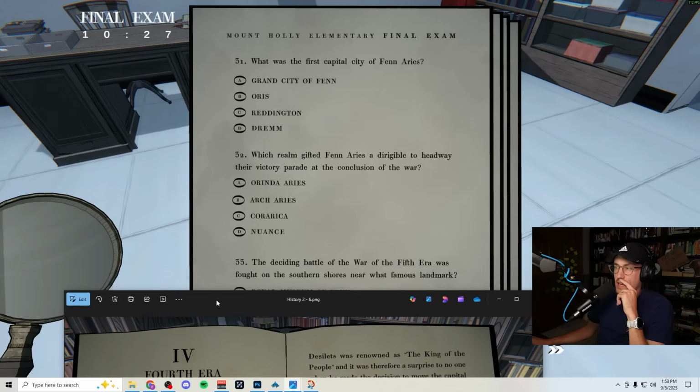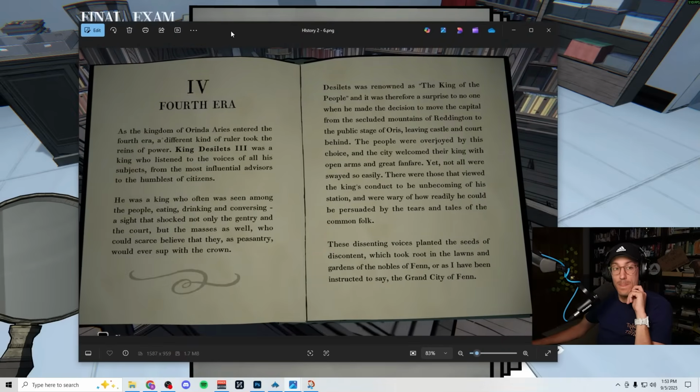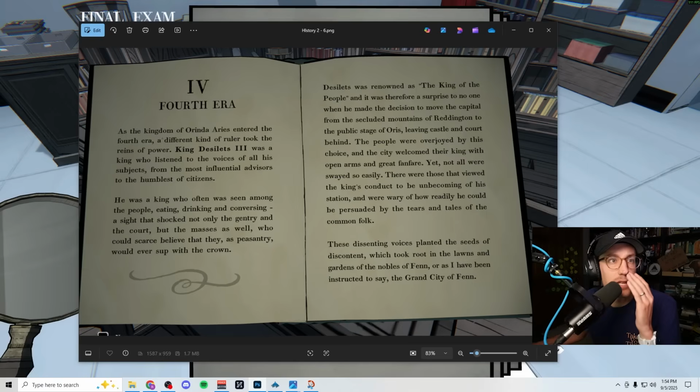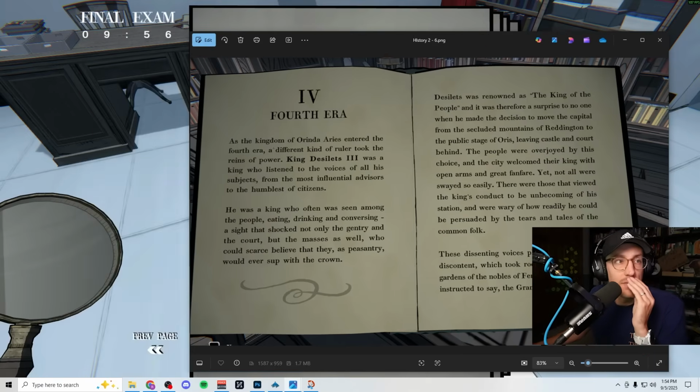Which realm gifted Finn a dirigible to head their victory parade at the conclusion of the war? That is the... It's in the slide. It's in the slide. I think it's green. Which would mean Nuance, most likely. But I think that's because I think that the... We have 9 minutes. We have 10 minutes.